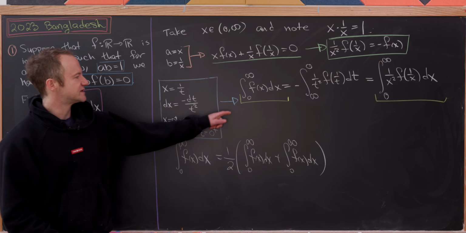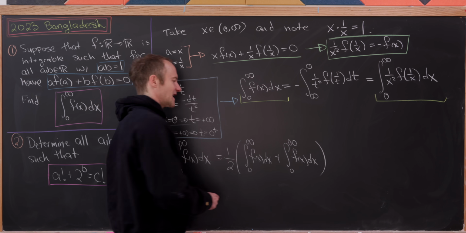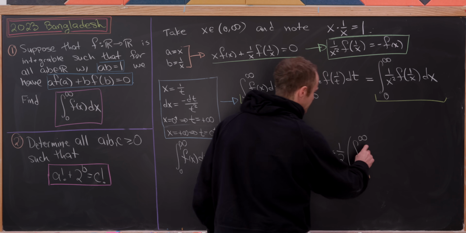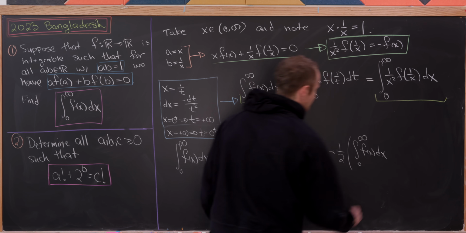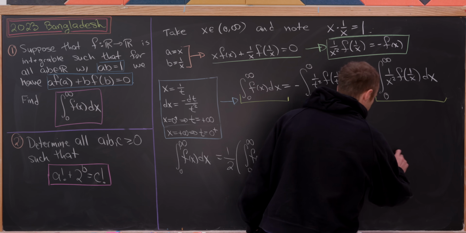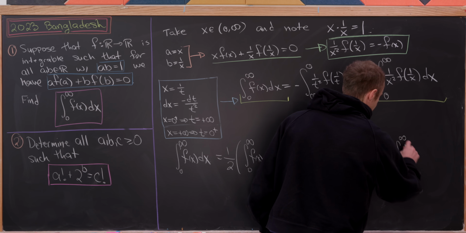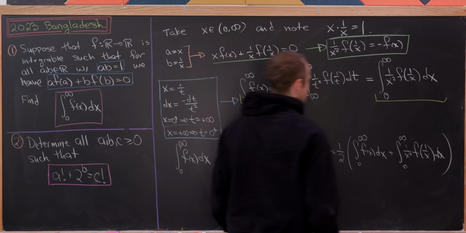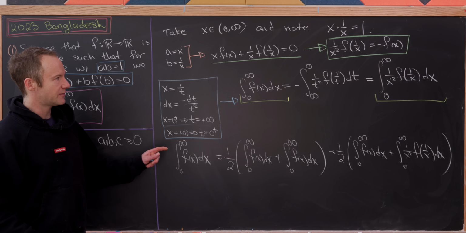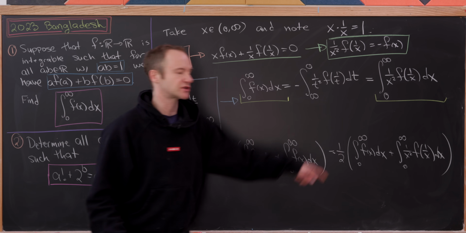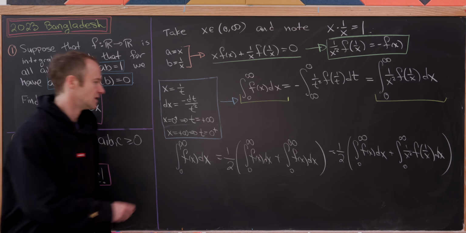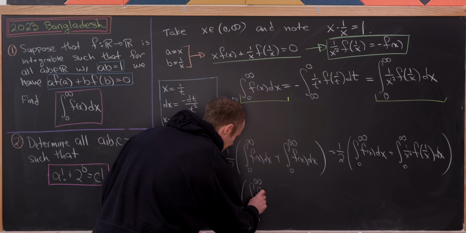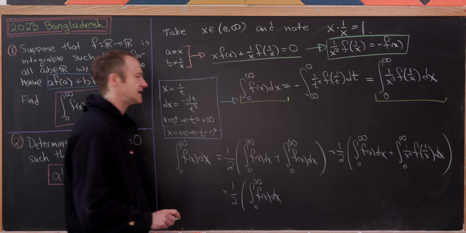Now I'm going to use this yellow underline to rewrite the second integral. So I've got 1/2, and then my integral from 0 to infinity of f of x dx. I'm not changing the first integral. And then plus the integral from 0 to infinity of 1 over x squared times f of 1 over x dx. Great. Next, I'm going to use this green box to rewrite the second integral. That leaves me with 1/2, and I'm not rewriting my first integral, so I've got that integral from 0 to infinity of f of x dx.